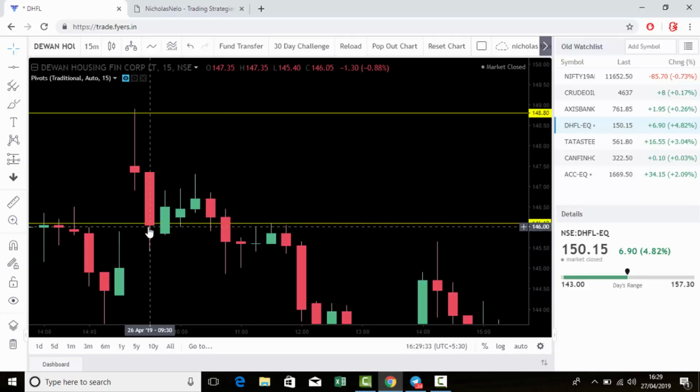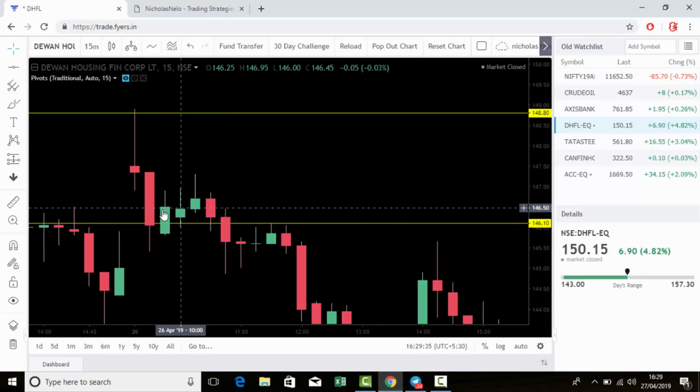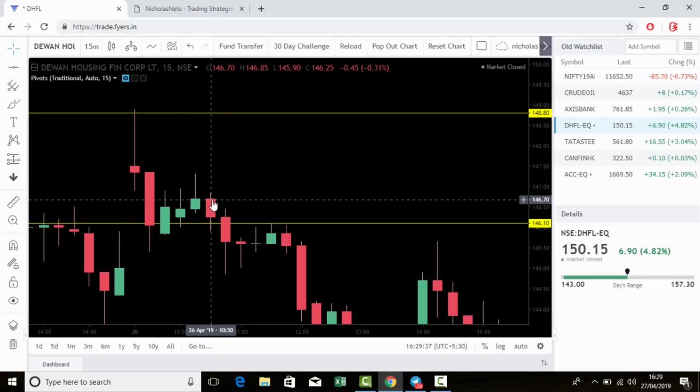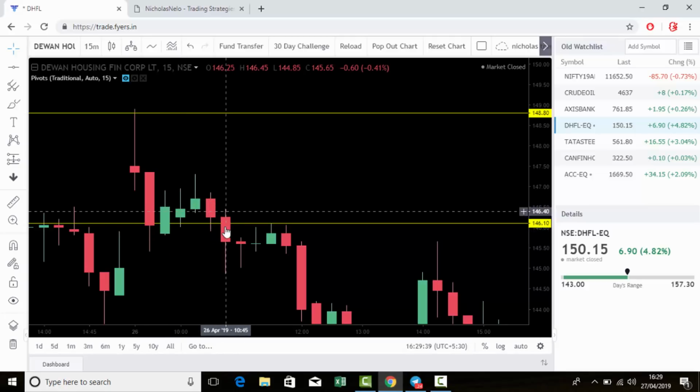Maximum 2 to 3 trades. Here first we are selling and exit, and again go for buy here. Then the third trade, that's this one. Here we are going for sell.